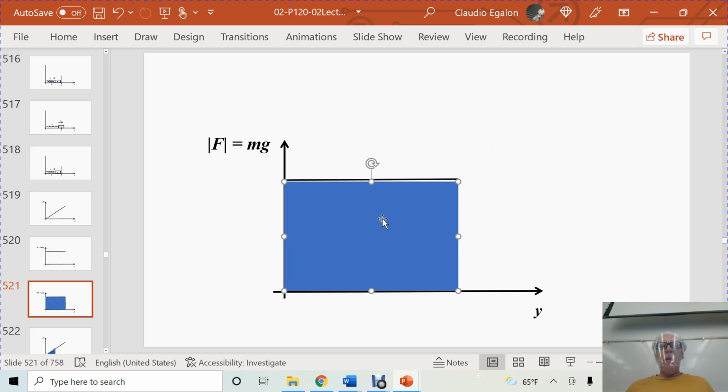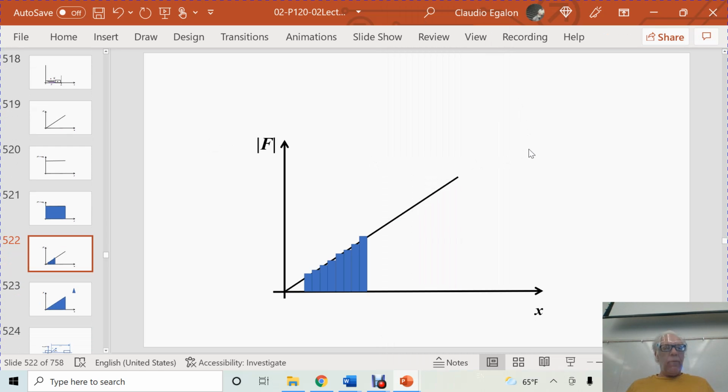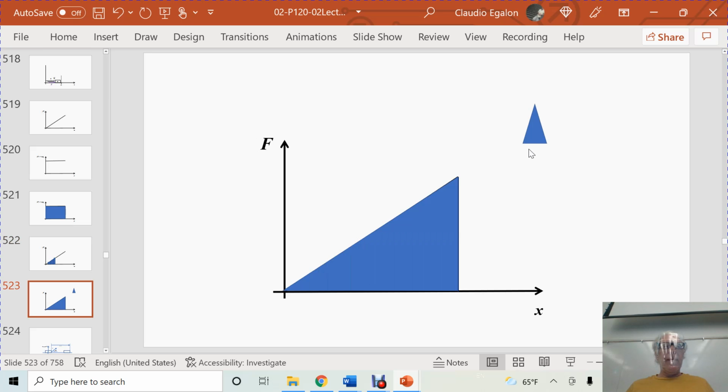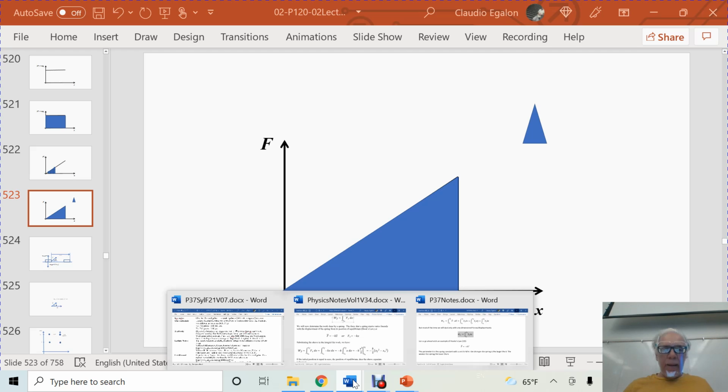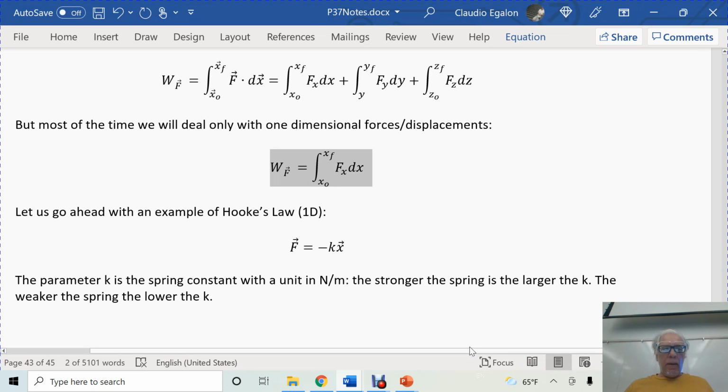That would be the area, the work done by the weight. And here would be the work done by the force kx. Okay, let's get the work done by the force kx in a formula, in a mathematical format. Here we go. That's the equation we have here. We are going from initial position to a final position.